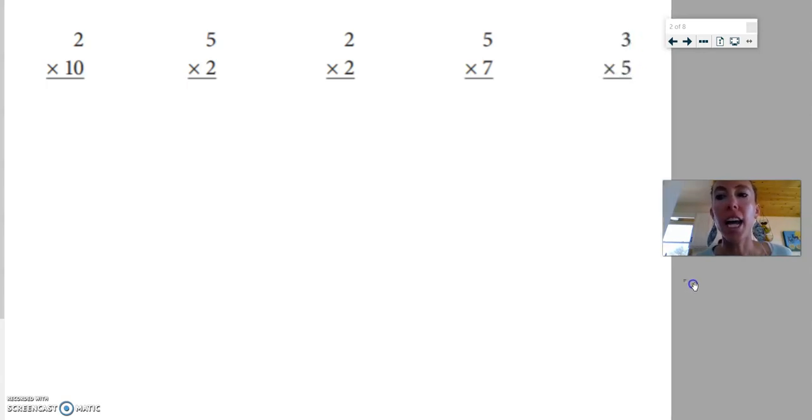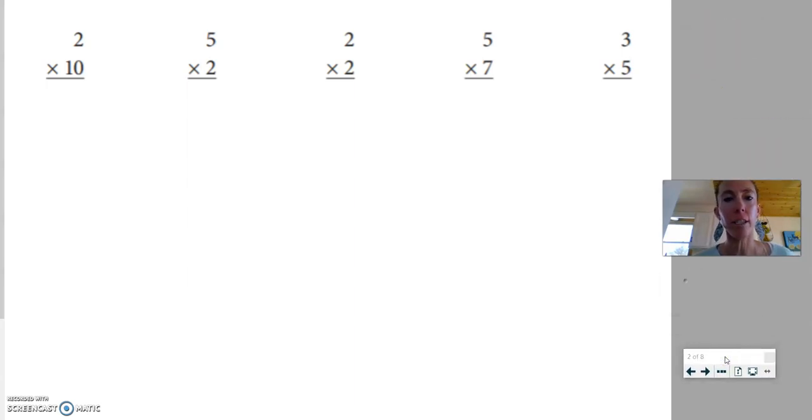3 times 5. Oh, there's no factor of 2, but there's a factor of 5. Or I could look at the clock, look at the 3. What minute is that? It's not a 3, it's a 15. Okay, and one more.